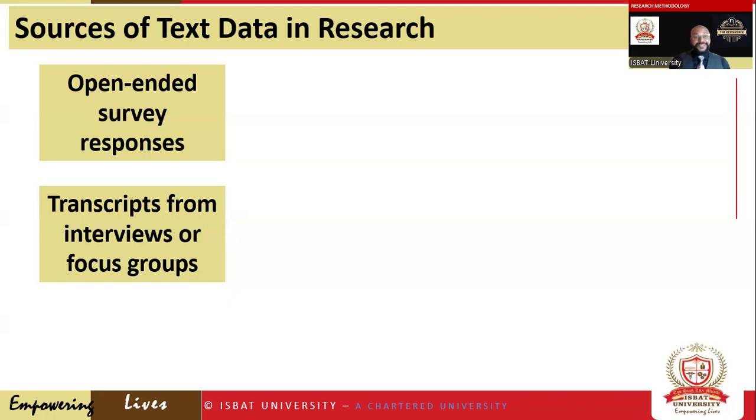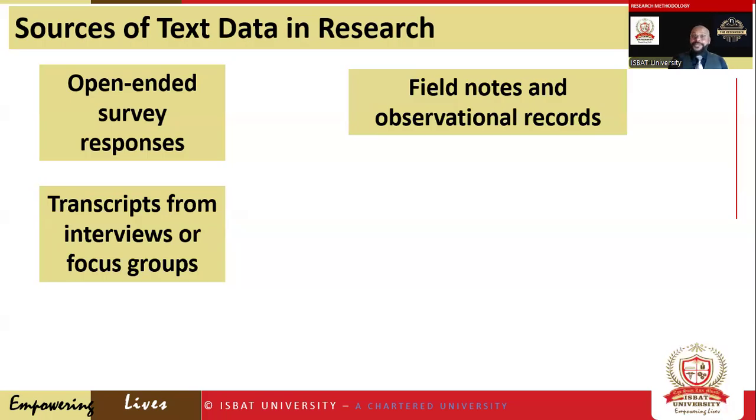So these focus group discussions and transcripts from interviews, as I told you before, come majorly as part of your qualitative data collection phase. Then field notes. You go to a field and you observe. Then your observation records. I suggest all researchers, when you make field notes or observational records, follow a structured way. This structured way will help you to do your analysis properly.